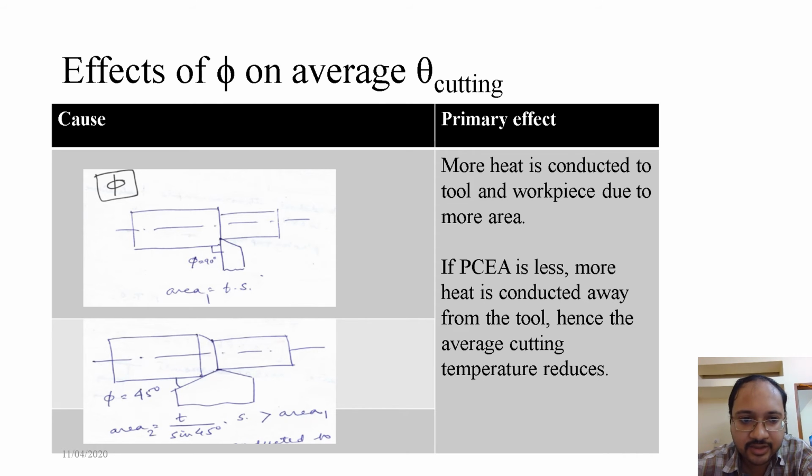Now we can see two figures on the left. The top one has a PCEA or phi equal to 90 degrees, whereas the bottom has phi equal to 45 degrees. Clearly, the top one has a contact area of T times S, whereas the bottom will have T over sine 45 times S, which is greater than the contact area seen at phi equal to 90 degrees. So this means if PCEA is less, that is the principal cutting edge angle is less, more heat is conducted away from the tool. Hence, the average cutting temperature reduces.